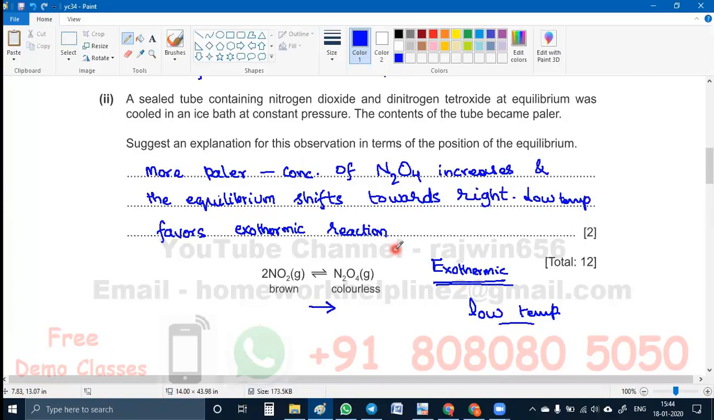Sometimes even they can give you these kind of conditions, and they will tell you what kind of reaction it is and explain in terms of equilibrium. That is, they will ask you whether the forward reaction is exothermic reaction or endothermic reaction. Sometimes they can ask you the other way around also, that the backward reaction or reverse reaction is exothermic or endothermic. Okay. So here the forward reaction is exothermic, and if they ask you about the backward reaction or reverse reaction, then it is going to be an endothermic reaction.